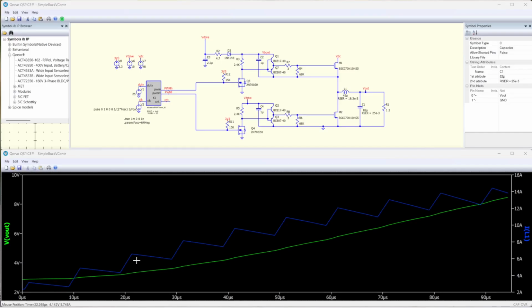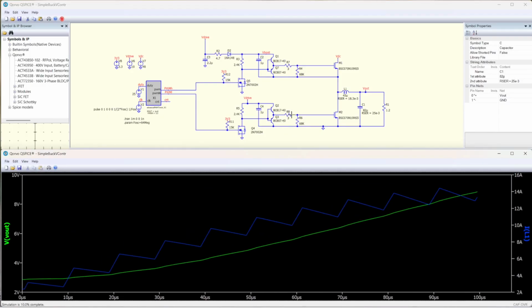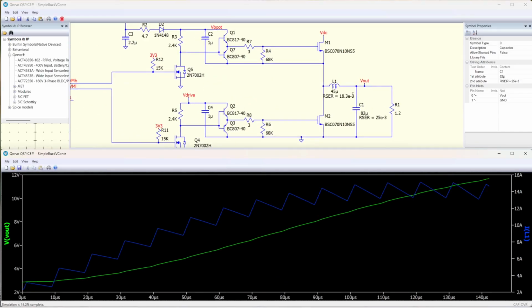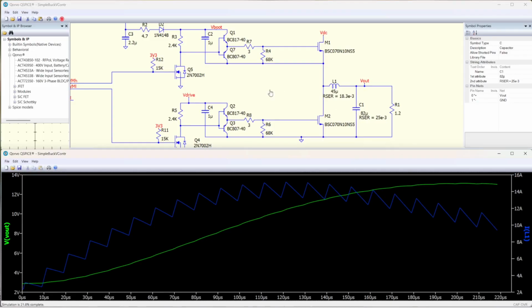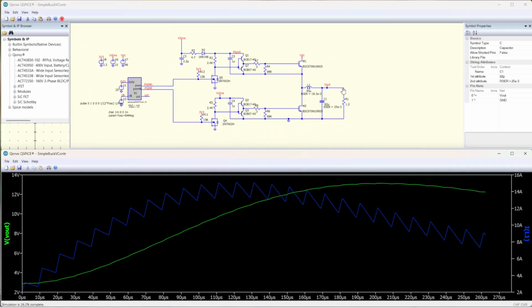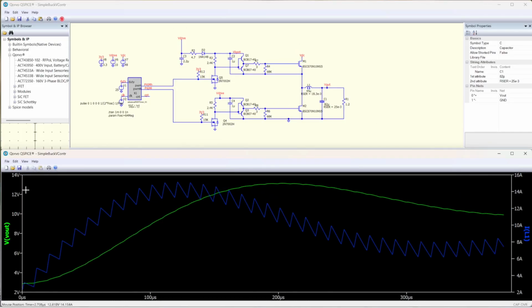Hello everyone. In this video, I will demonstrate the design of a synchronous buck converter and simulate it using QSpice. First, I will show the operation and the design principles for sizing the inductor and the capacitor. And finally, we'll look closer into this practical design example, as you see here on the screen.